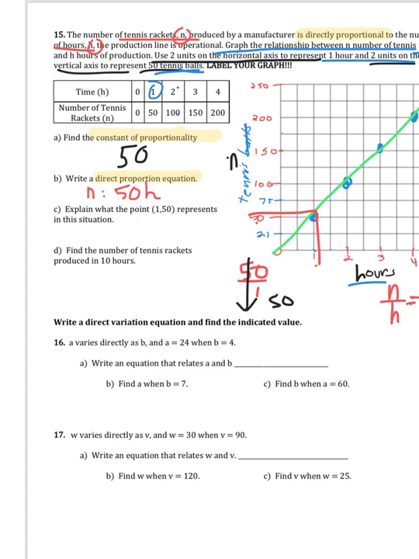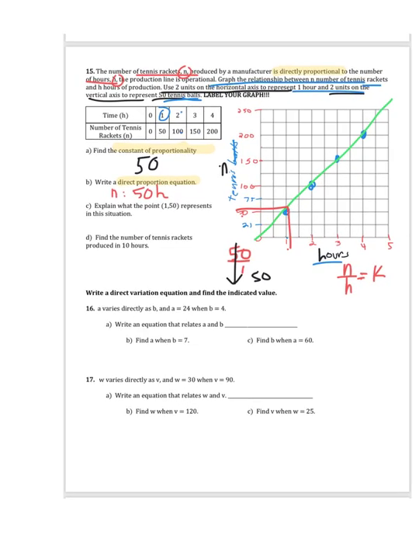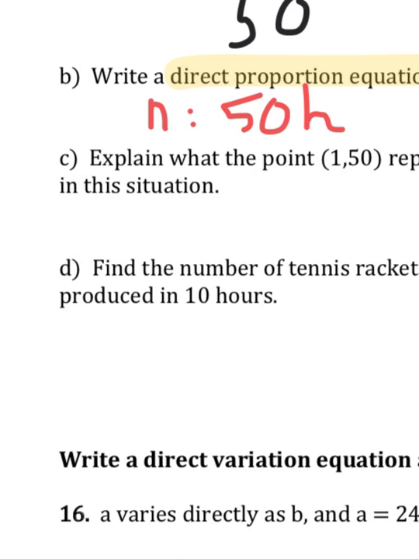Okay. So now explain what 1 and 50 means. Well, that's easy. We said that in 1 hour, we'd make 50 tennis rackets. So right here, let's just write it this way: 50 tennis rackets made in 1 hour. Okay, that was easy.